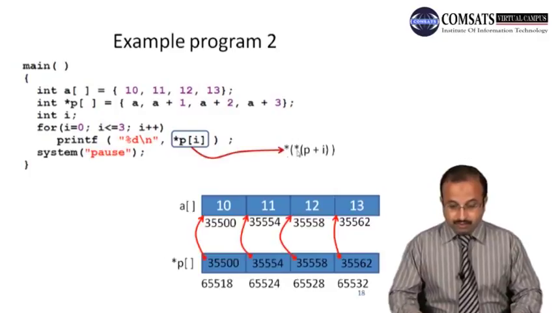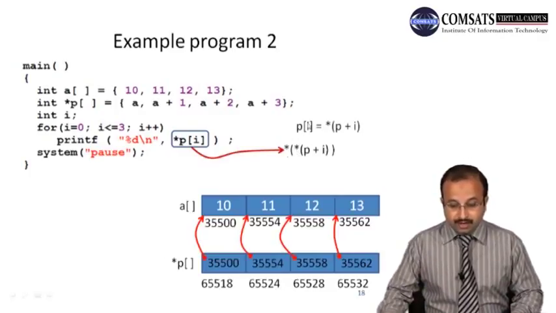So this *p[i] can be written as, first you can see how we can write p[i]. So p[i] can be written as *(p+i). This is what we already know, that if we have a one-dimensional array, we can access that array using a pointer like this. So replacing this, we can write within this printf statement **(p+i).